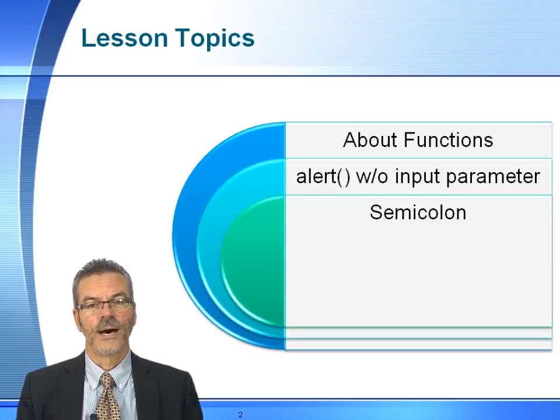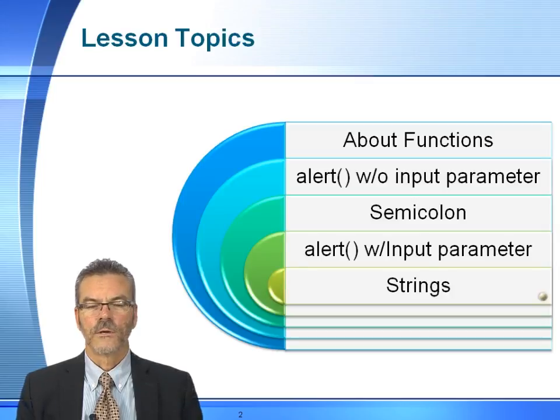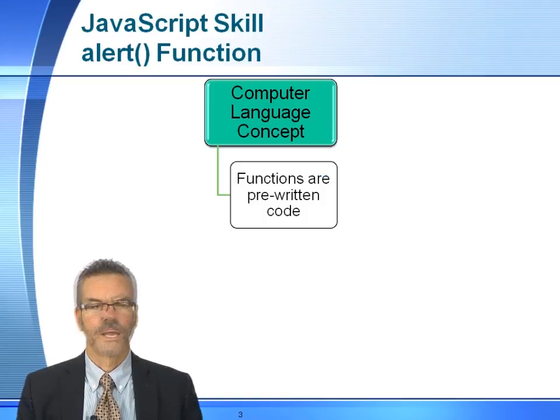We're going to learn about the semicolon, a concept that can cause confusion when you're first learning a computer language. We'll also talk about using an alert with input parameters. So, how do we pass inputs into a function called alert? We're going to learn about something called a string and how you use a string in a computer language.